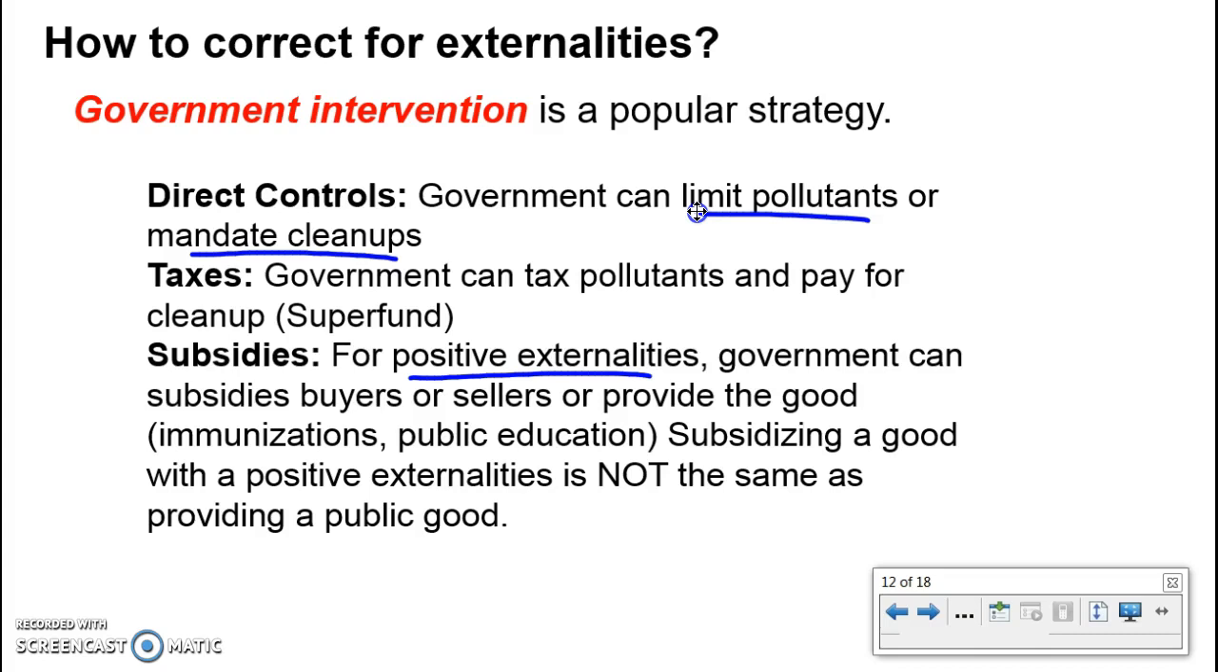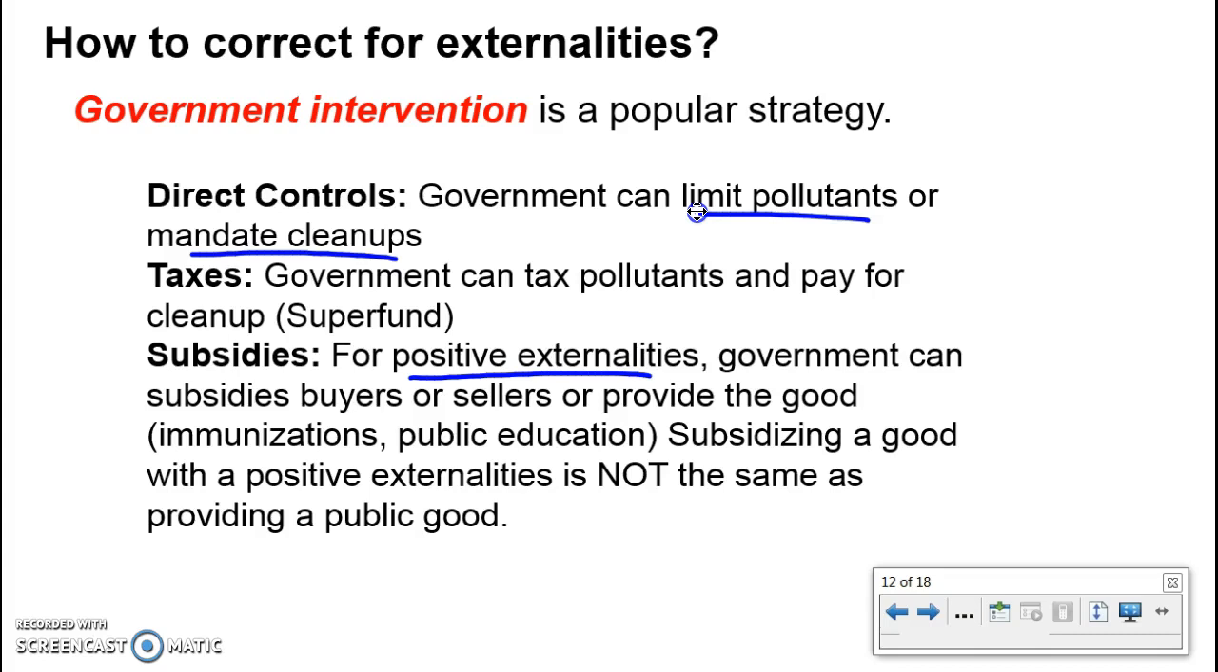So immunizations and public education are examples of that. The government does provide immunizations to some people. They actually treat them as a public good. And same with public education. So it's really a subsidy to the sellers. But if you had a voucher system, that would be a subsidy to the buyers.